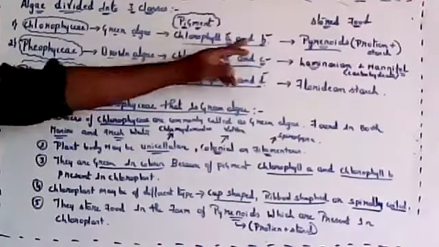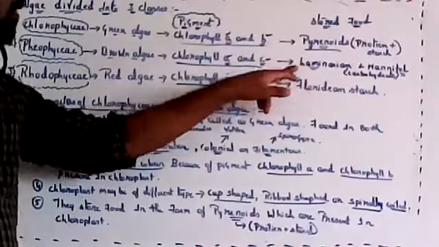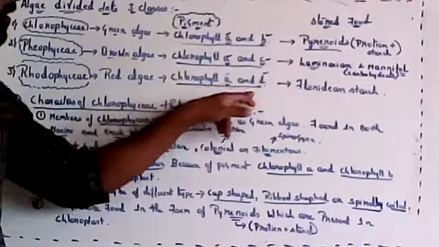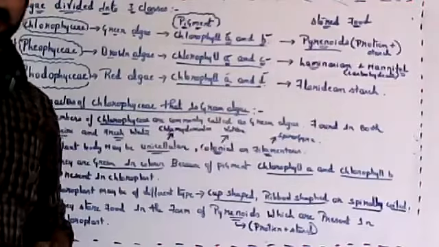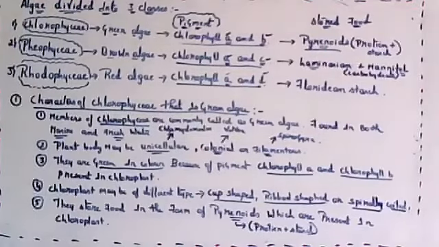In green algae it is pyrenoid, in brown algae it is laminarin, and in red algae it is floridean starch. So stored food is in the form of pyrenoids.